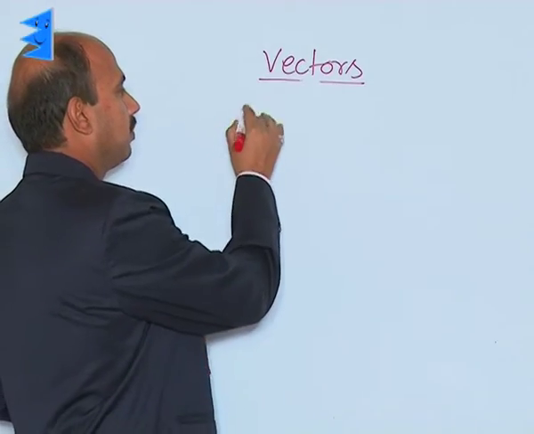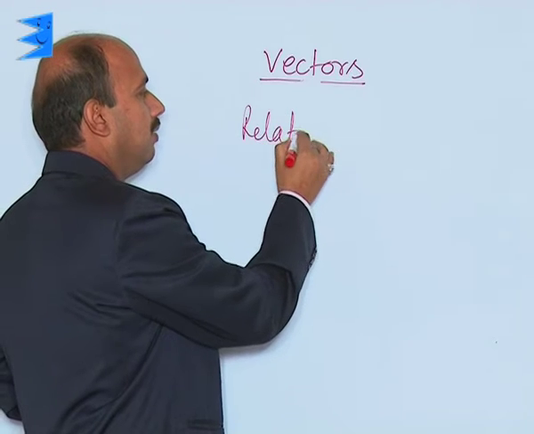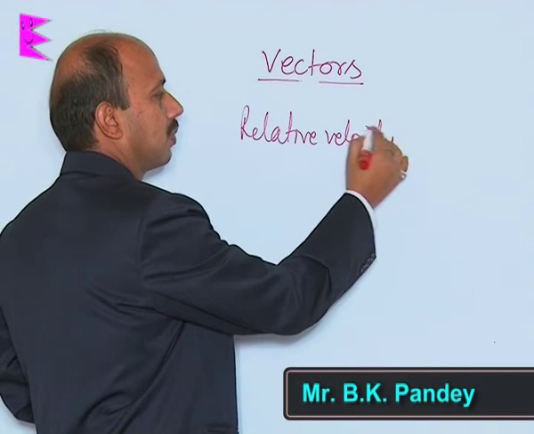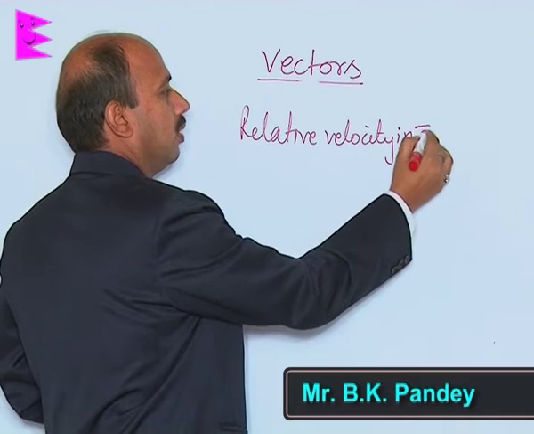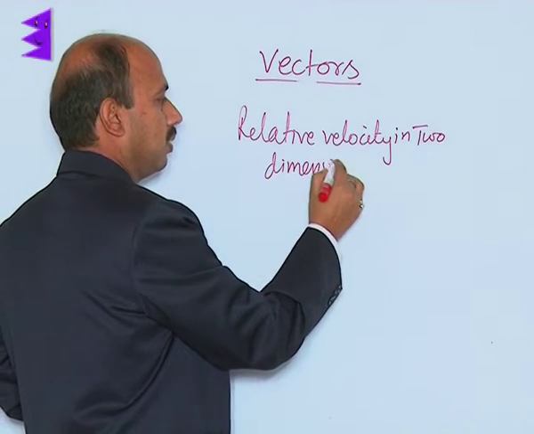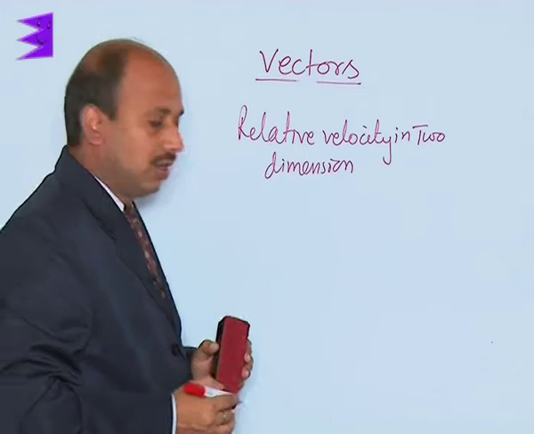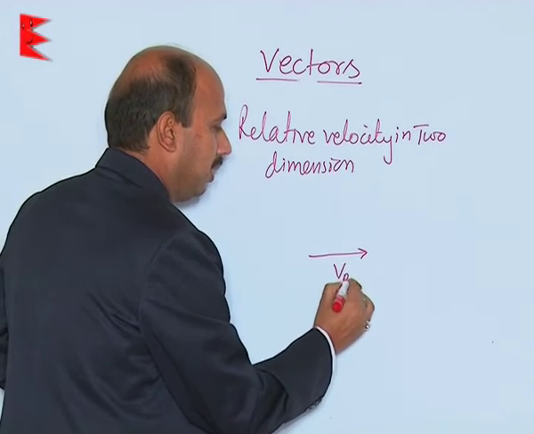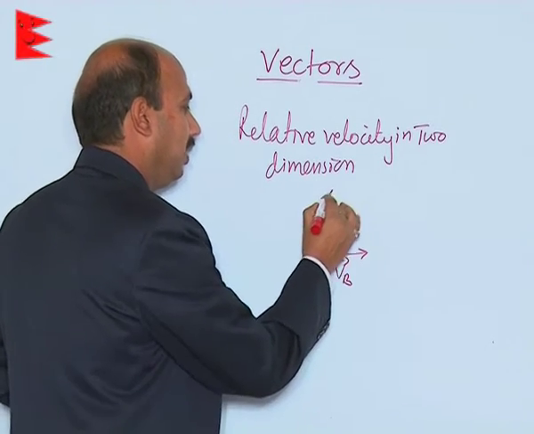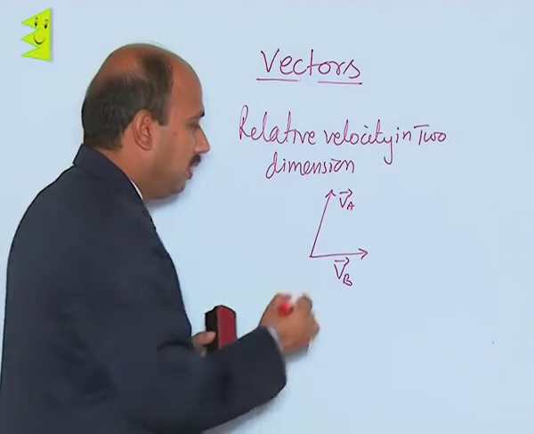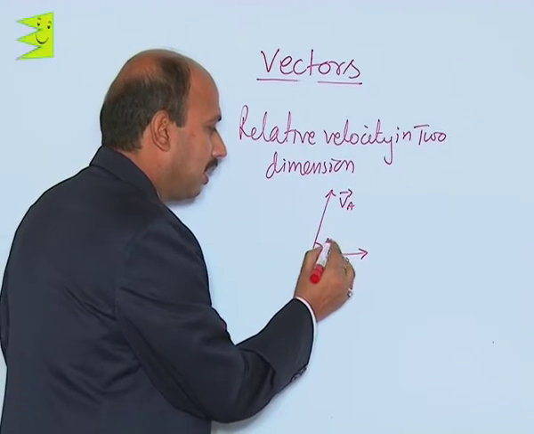So see here, relative velocity in two dimensions. Suppose you have taken your velocity here, suppose Vb, and Va is here. There are two velocities. These two velocities are acting at an angle theta.